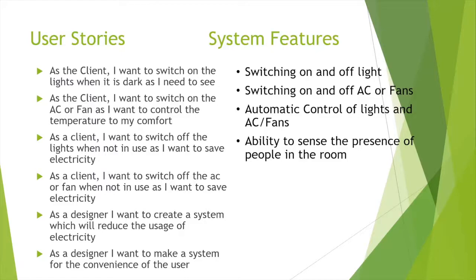Next, the client would require the system to automatically switch on and off the fans and ACs to control the room temperature. Moving on to designers' user stories, the designer wants to create a system that reduces electric usage and a system that is convenient to the user. Moving on to the system features. The system features are switching on and off lights, ACs, fans, and also automatically controlling the AC temperatures and fan speed. Another system feature is the ability to sense motion in a room.